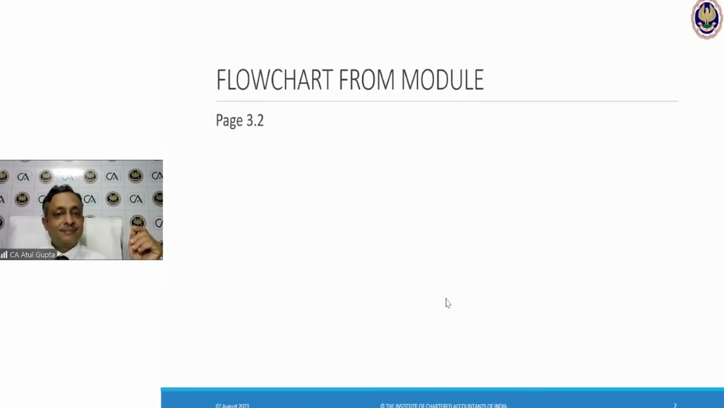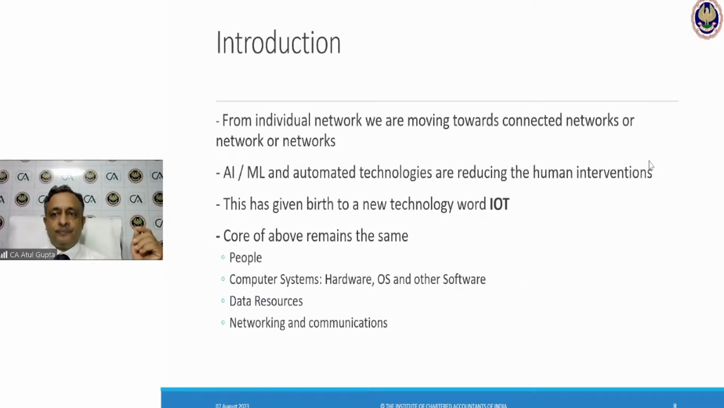Now, what exactly we are looking for. So the chapter is about moving from individual networks towards connected networks. In fact, today, World Wide Web, so version 1, version 2, we have, it is being said it is version 3, where AI, artificial intelligence and machine learning and other automated technologies are reducing human interventions. This has given birth to a new technology word called IoT, Internet of Things. We did talk about Internet of Things. We have shared an example in chapter 1 also.